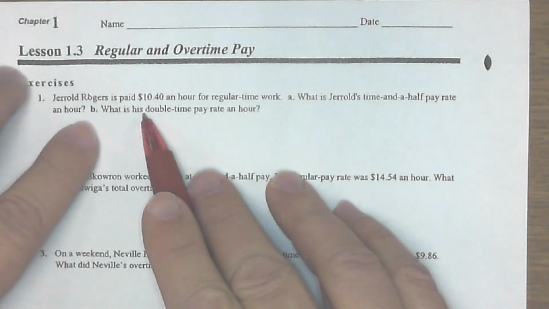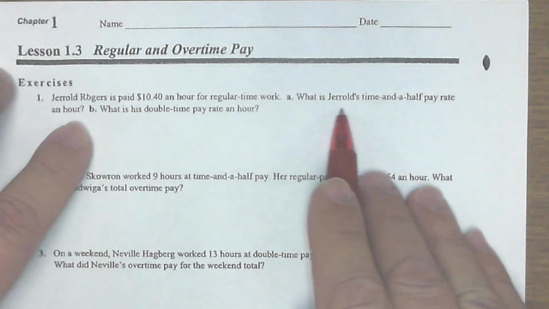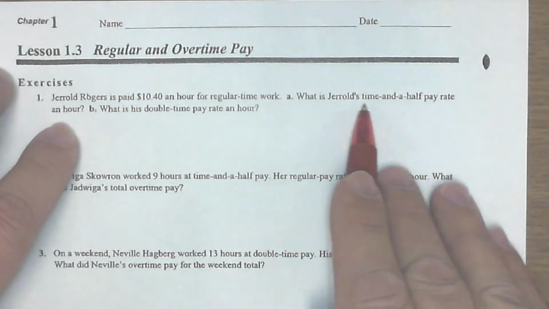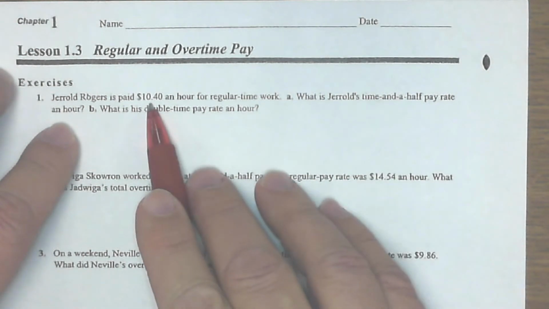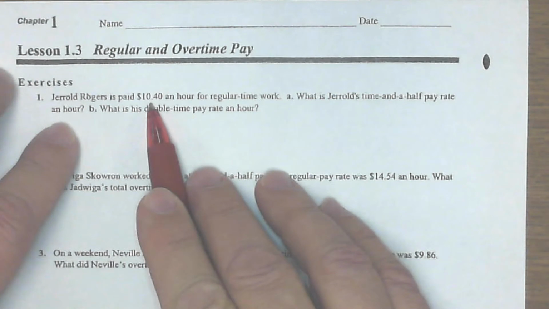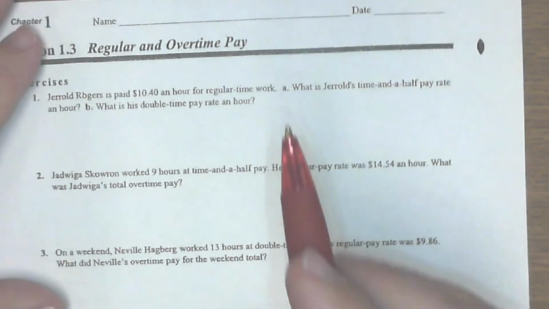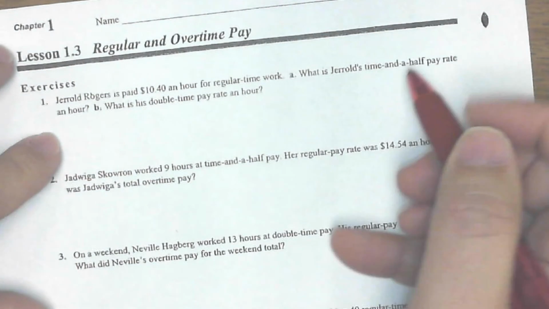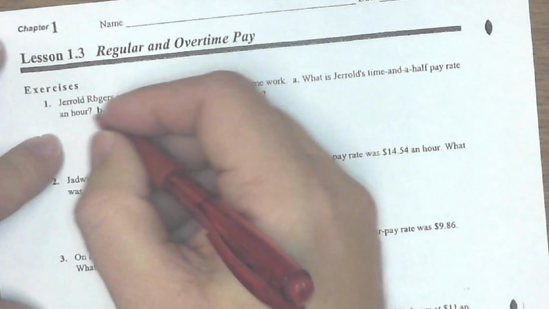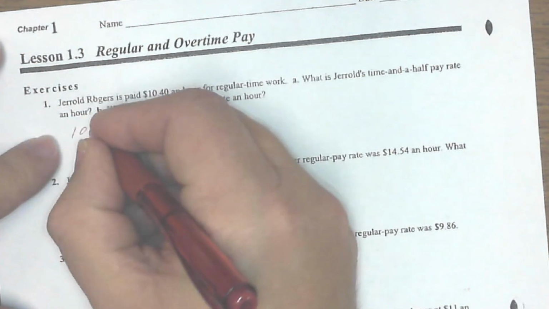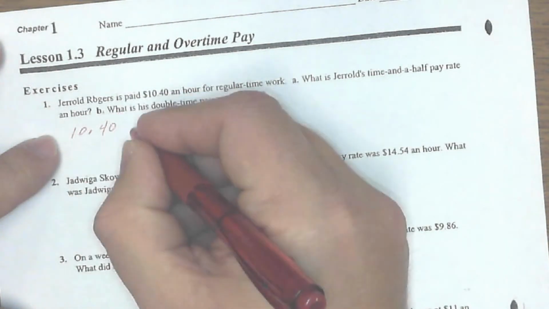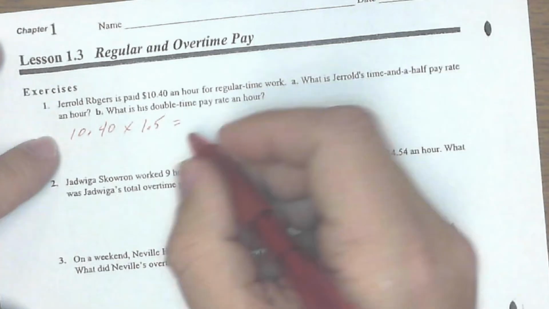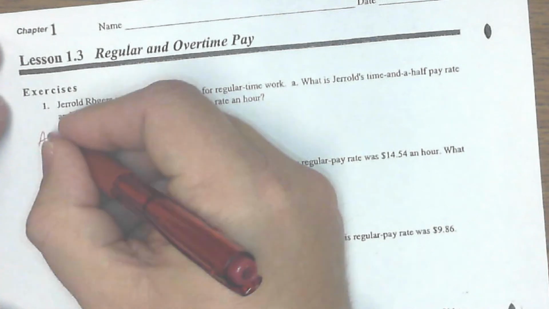So on number 1. Jerry's time and a half pay rate per hour. Remember, the regular hourly rate's $10.40. So on this one, it's just going to be time and a half. So that's 1.5. So that's $10.40 times 1.5 equals, for A.